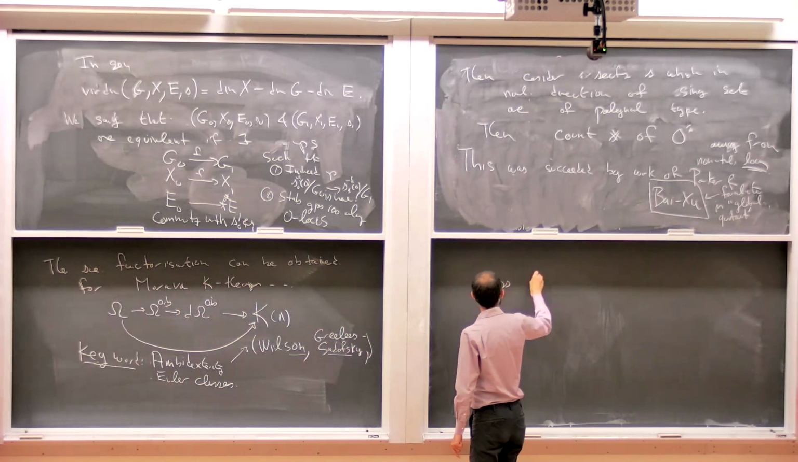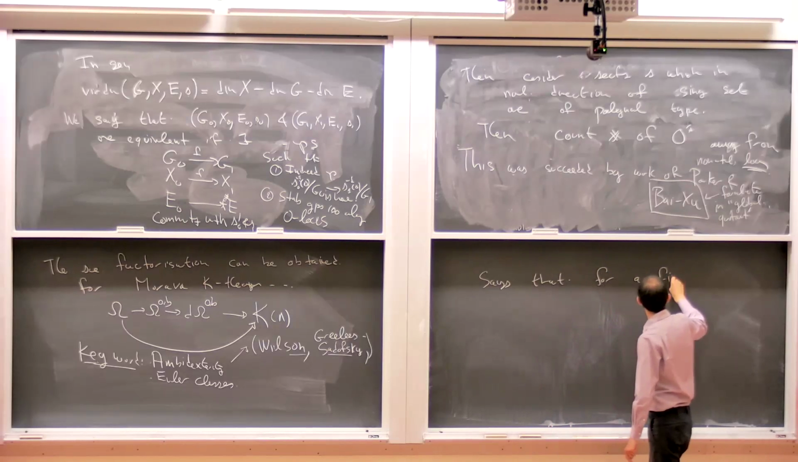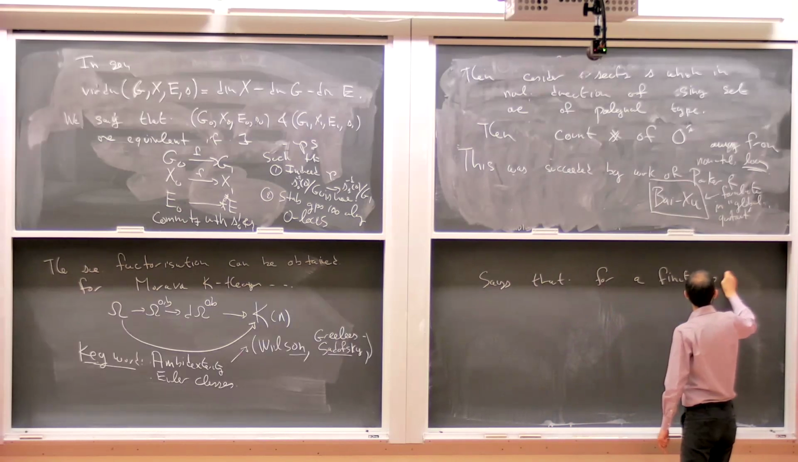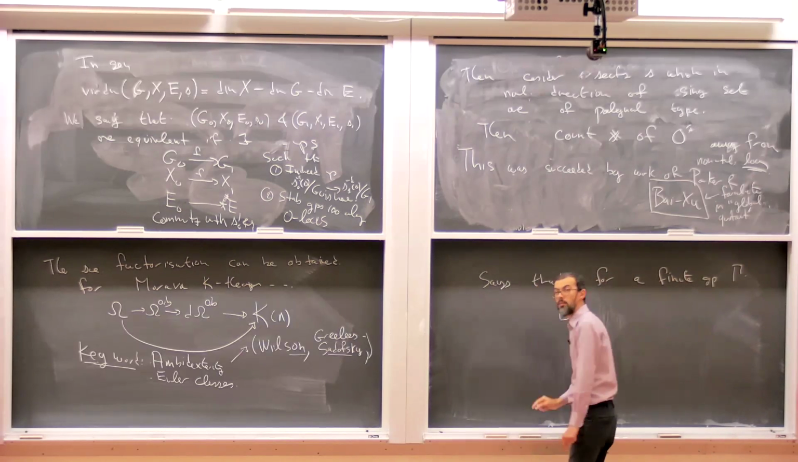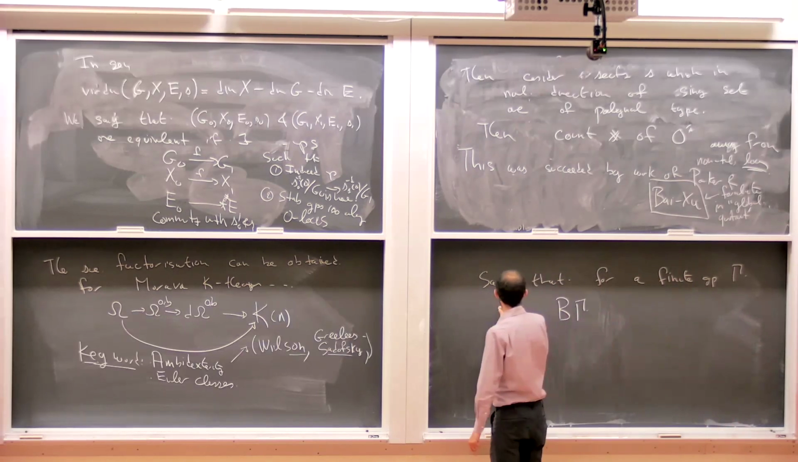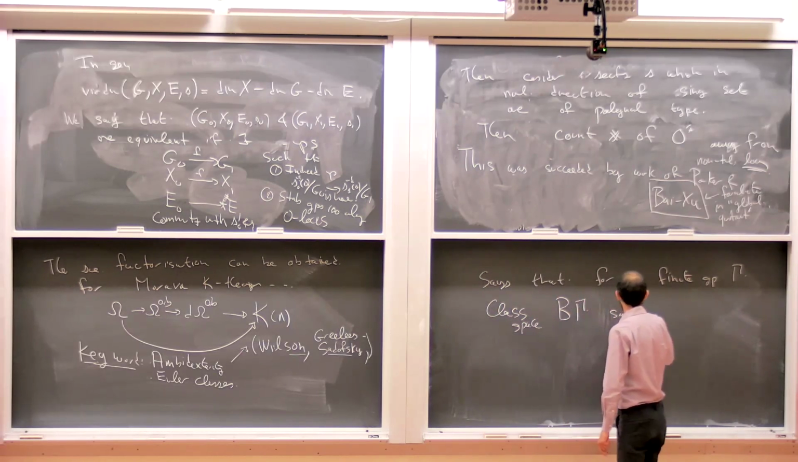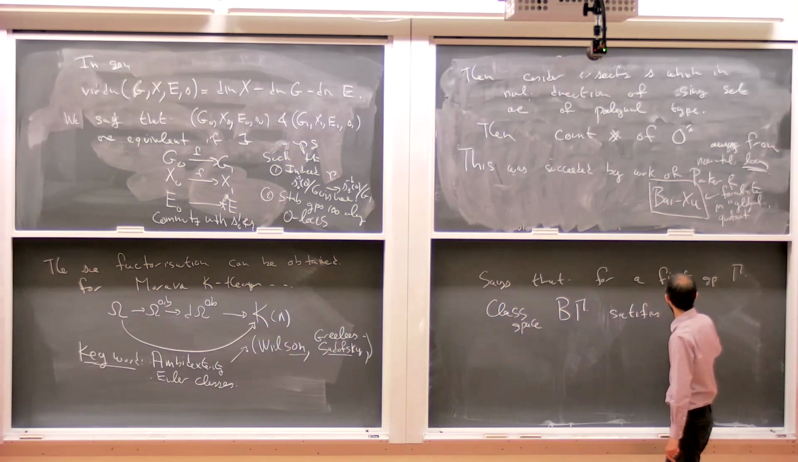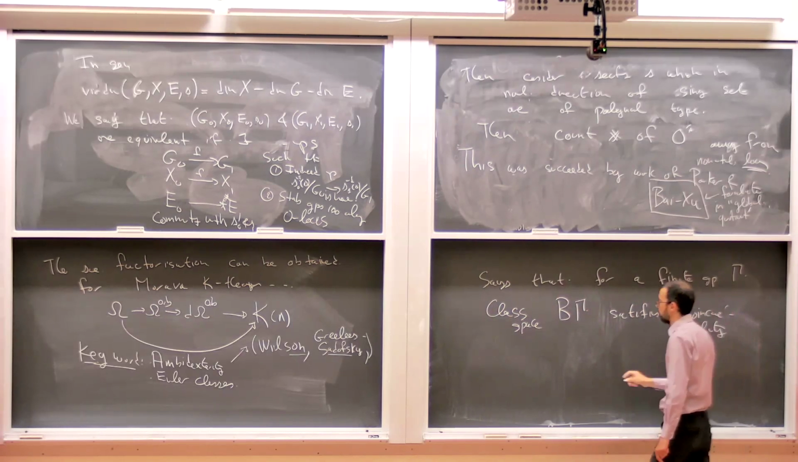And what it says is that for a finite group gamma, the classifying space B gamma, the Borel construction, satisfies Poincaré duality with respect to Kn.